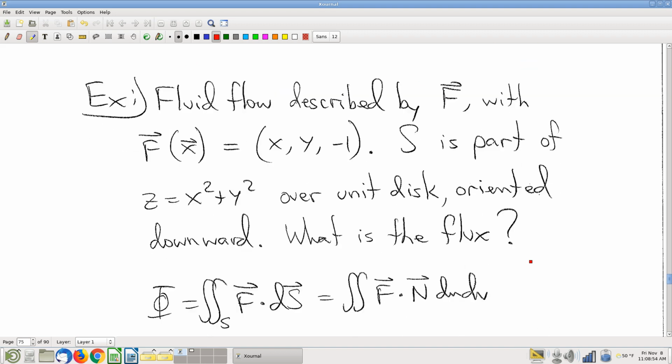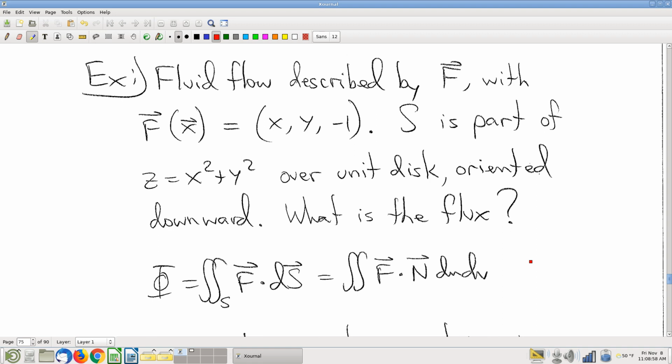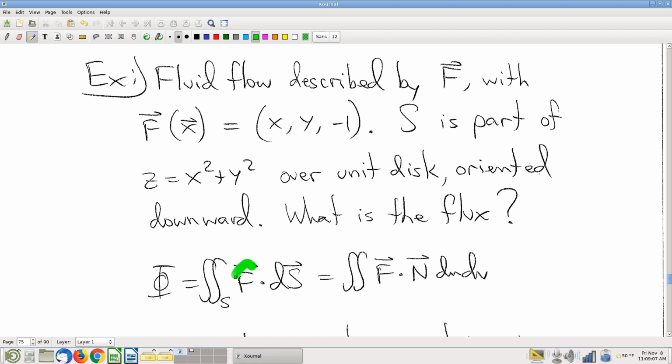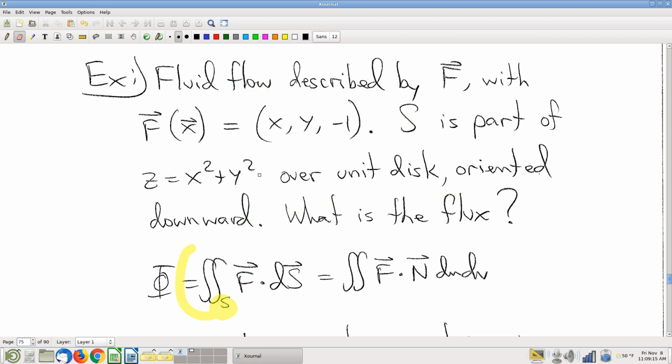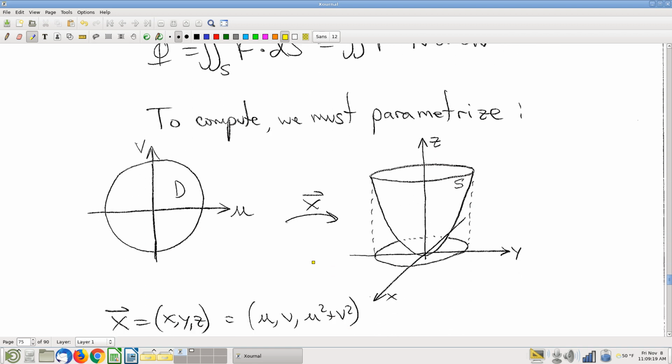Okay, so let's see how that plays out in this example. We're not going to get very far in this example, but we'll get part way. We want to compute a flux. Here's our formula for flux. Vector field is given. Surface is a long discussion here, but there's our surface. And, of course, we've got to parameterize that surface. Here's our parameterization of the surface.